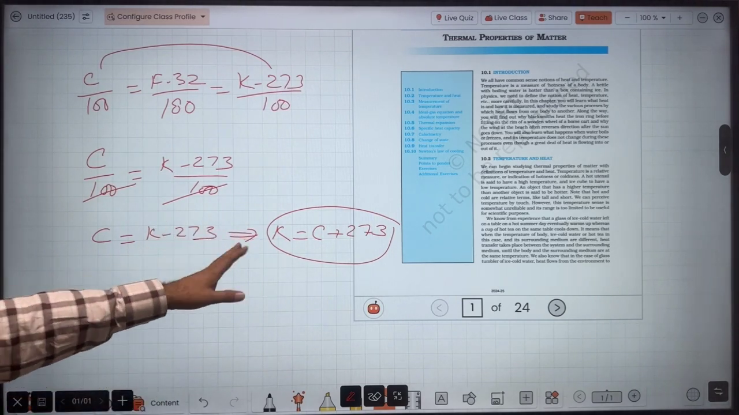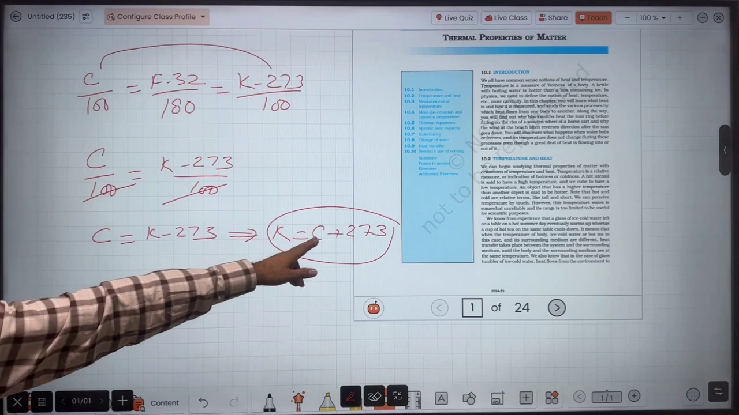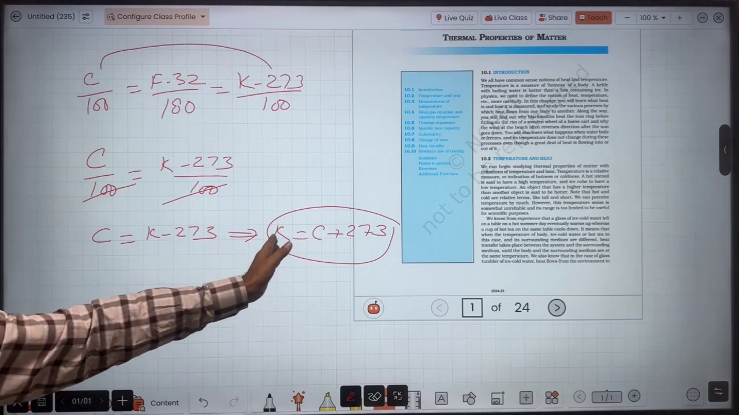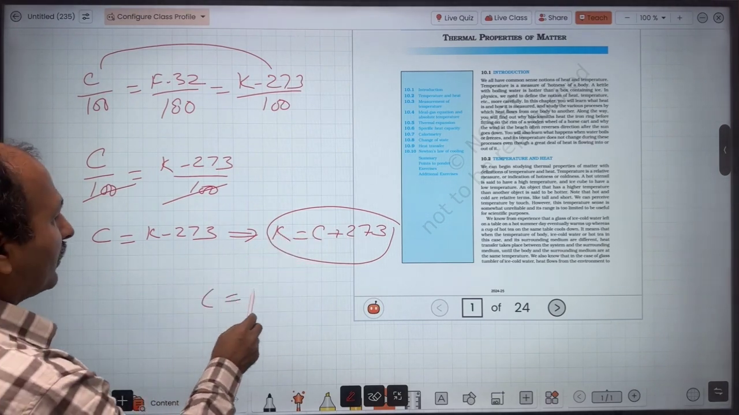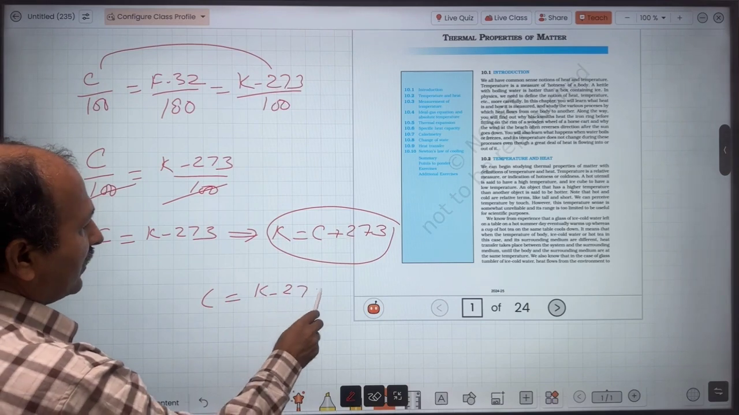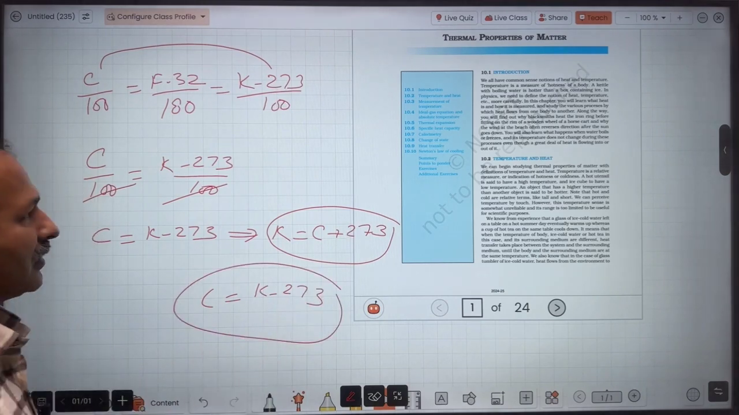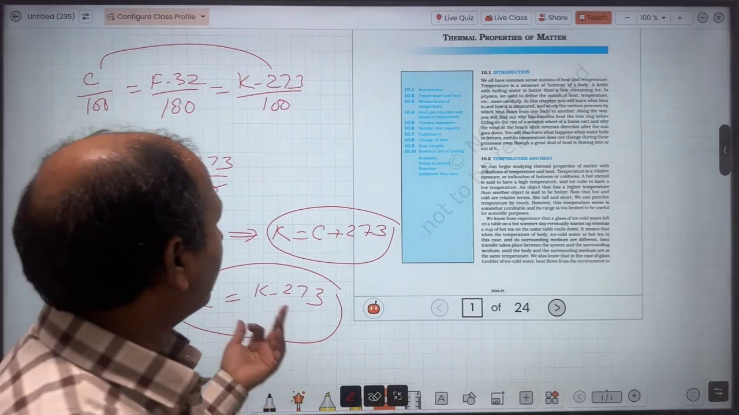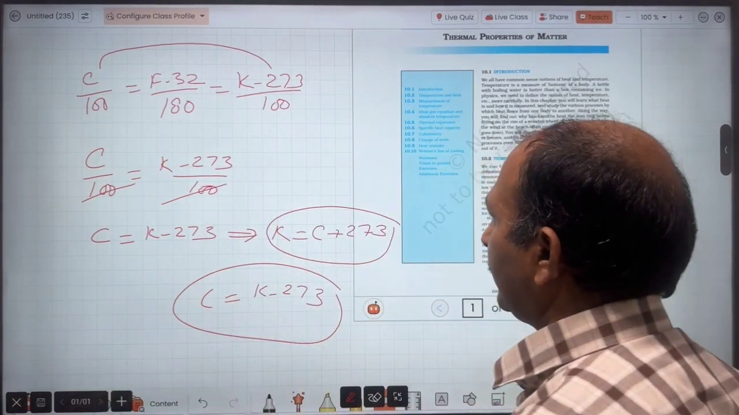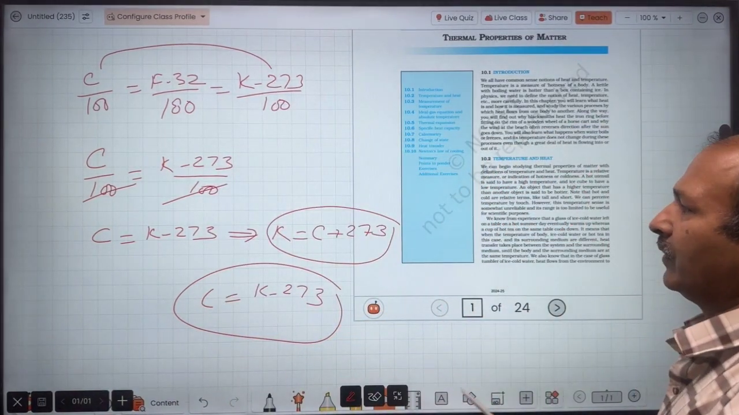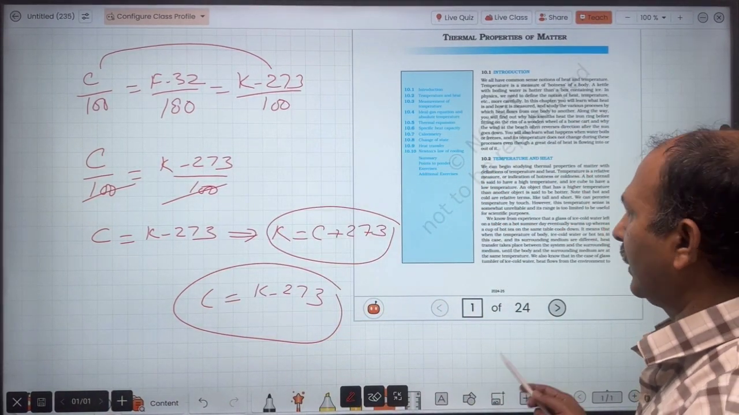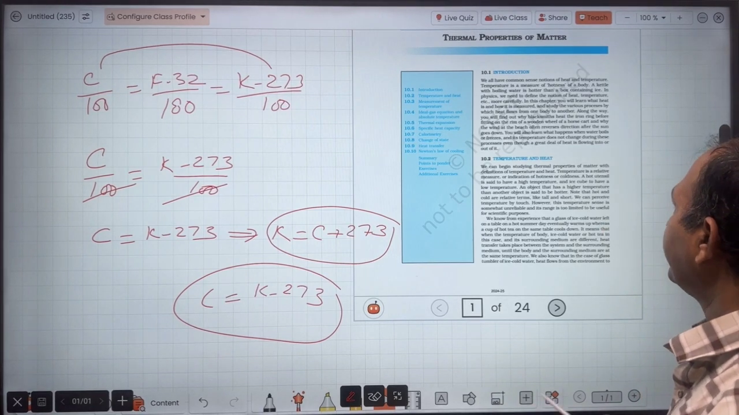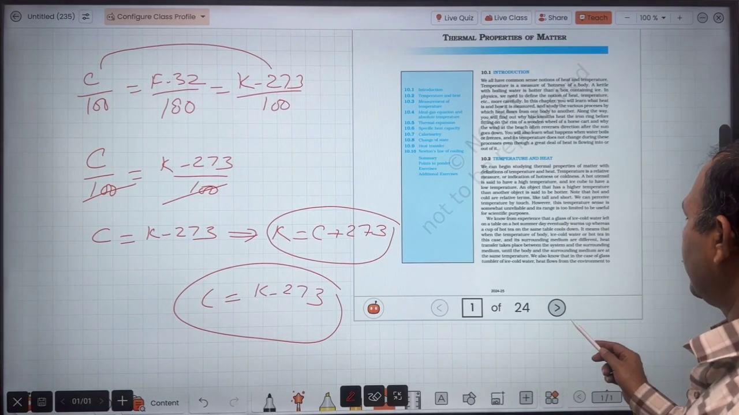Or if you want to do the reverse, meaning you want to find the centigrade value from Kelvin, C will be equal to K minus 273. So these relations will make the conversion of one scale into another easier. So you will be able to convert any temperature. If degree centigrade is given, you can convert it into degree Fahrenheit or Kelvin. So I think you have understood the basics.